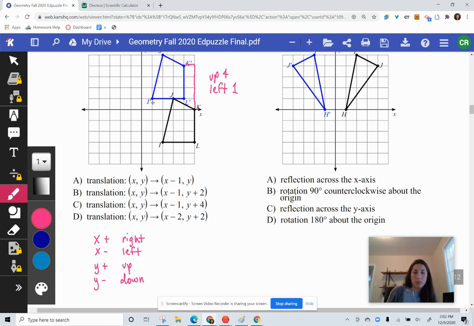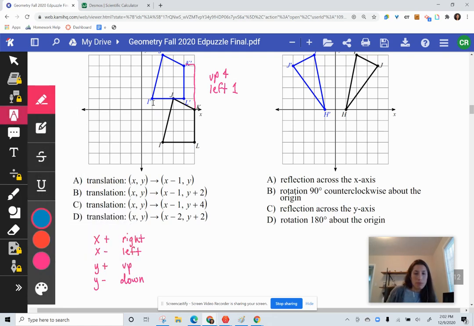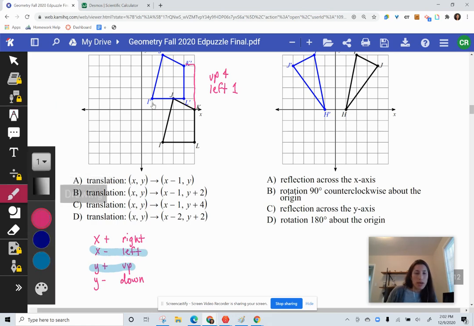So let's match that up with what we have here. So we went up 4. So we went up 4 and we went to the left 1. So then you can just also add in the numbers for each of these. So we went left 1 and up 4. So if we look at our arrow diagram here, it'd be x minus 1 and y plus 4.